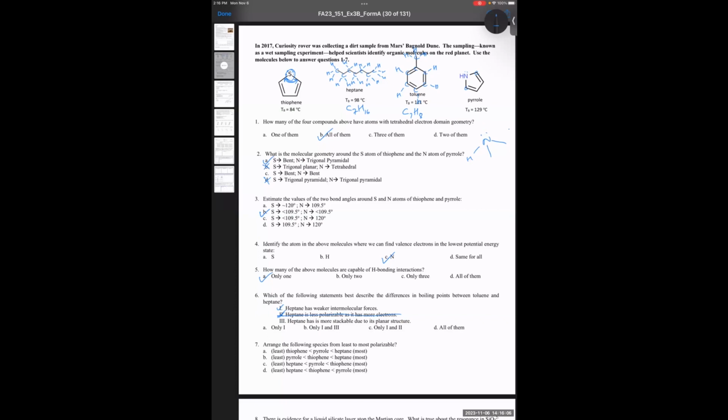Anyway, the third option states heptane is more stackable due to its planar structure. No, that is incorrect, because toluene is more stackable due to its planar structure. Toluene has trigonal planar carbon atoms, but heptane does not. Heptane carbon atoms are tetrahedral. They are not planar. Therefore they are not as stackable as toluene, so that is incorrect as well. Therefore the correct answer is option 1.